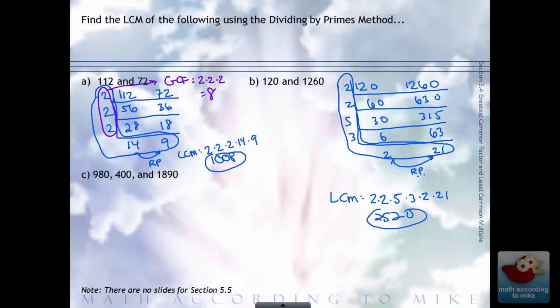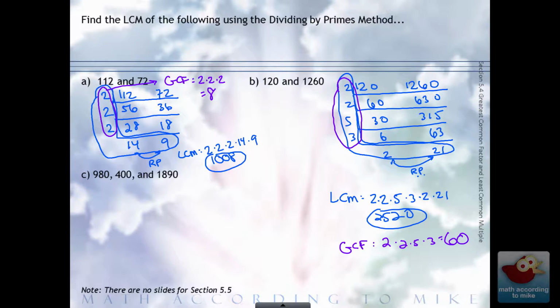So that's the LCM. If you also wanted to find the GCF, you only multiply the numbers off to the side. So 2 times 2 times 5 times 3 is 60. Done.